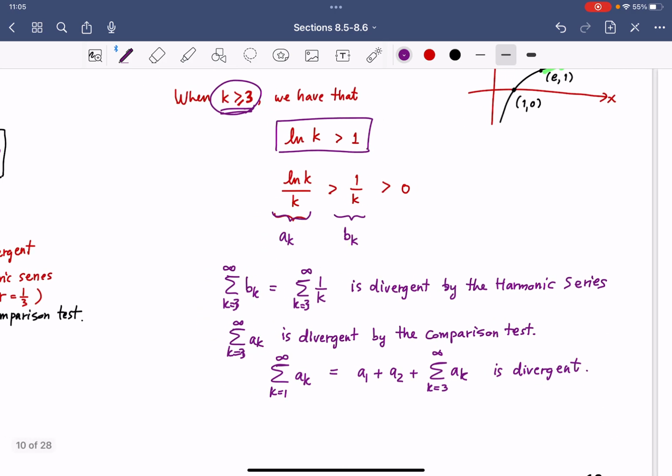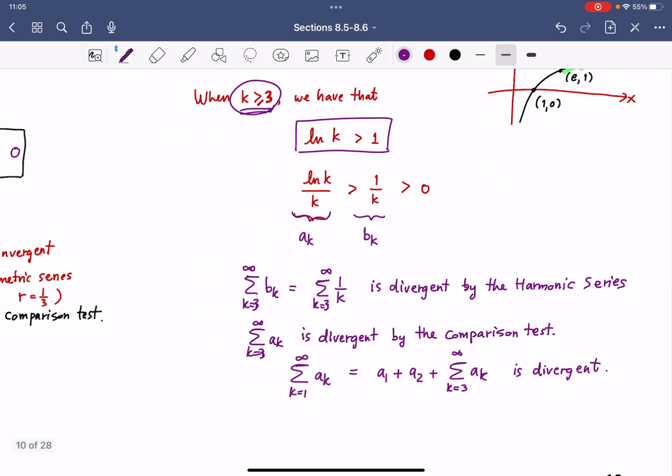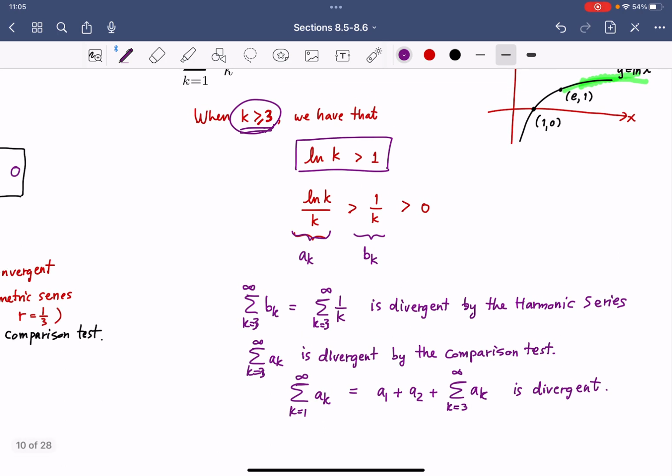No matter where you start, we care about the behavior of the tail of the series, right? So we don't care about the first or second term, so fine. You can start from k equal to something when you do anything for the comparison test. Sounds good?